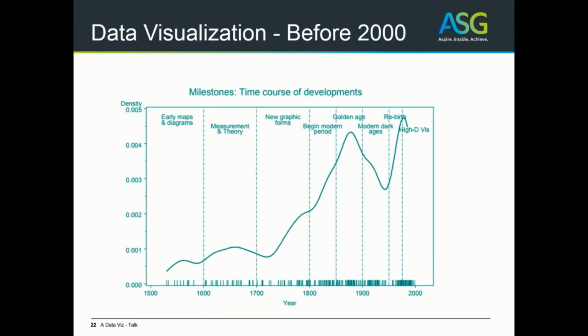What was happening in data visualization? The history of data visualization. So it started from the 14th century. It was all maps and diagrams before, and then the measurement and theory came, and they had sizes and the new graphic forms, and the golden age started from 1900, and after 2000, that everything, this was the complete history.